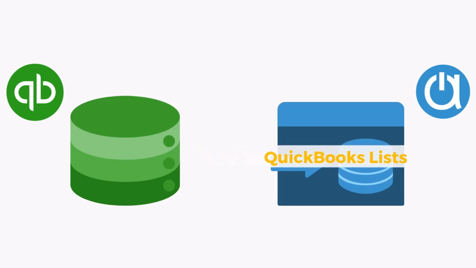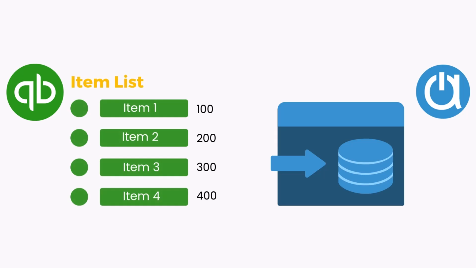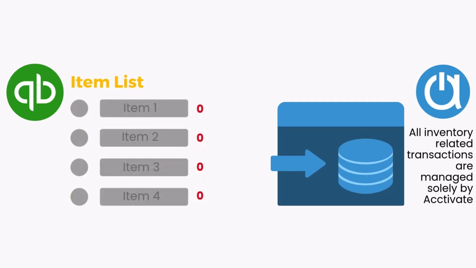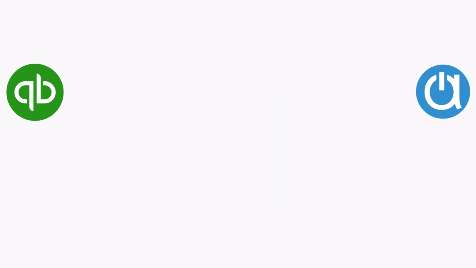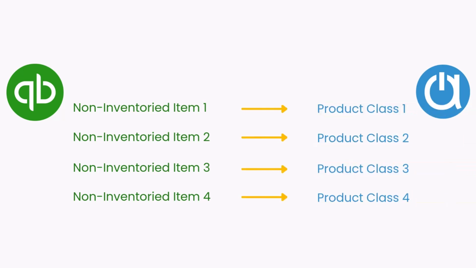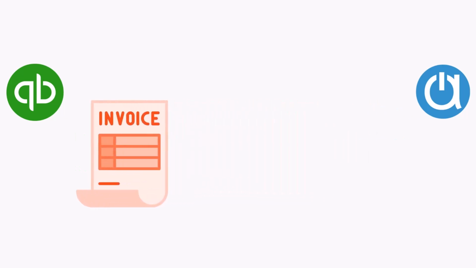Your existing QuickBooks lists such as items, customers, vendors, terms codes, currencies, and more are imported into Acctivate. As part of the initial integration, when your item list is imported into Acctivate, the on-hand quantities in QuickBooks are adjusted to 0 and the items are deactivated. This ensures that all inventory-related transactions are managed solely by Acctivate. Acctivate then creates a small number of non-inventoried item codes in QuickBooks that correspond to Acctivate product classes. This allows Acctivate to sync invoices with detail information to QuickBooks.